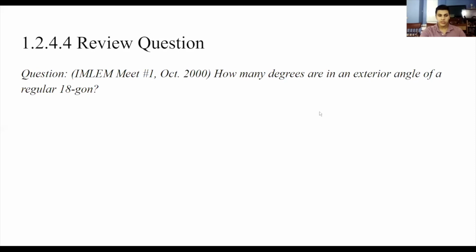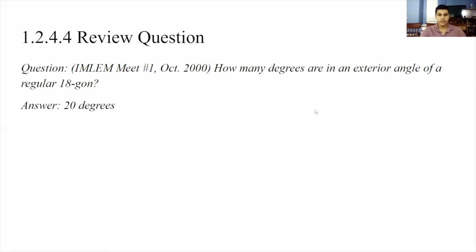So the correct answer to this question was 20 degrees. We know that this shape that they're giving us is a regular 18-gon. Like I told you, in a lot of shapes, they'll tell you how many sides it has in the name of the shape. So in this case, since it's called an 18-gon, we know that it has 18 sides. And we also know that it's a regular polygon because it tells us it's regular in the question. So the question asks us how many degrees are in an exterior angle of a regular 18-gon. Well, in order to solve this, we need to use our exterior angle formula, which tells us that all the angles add up to 360 degrees.